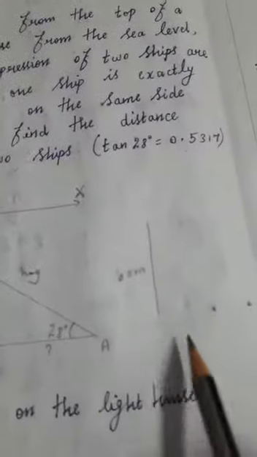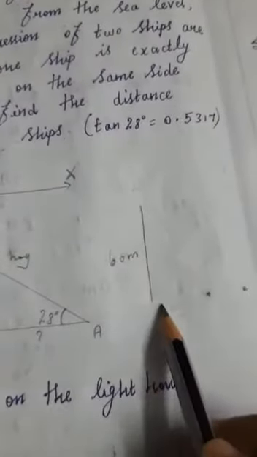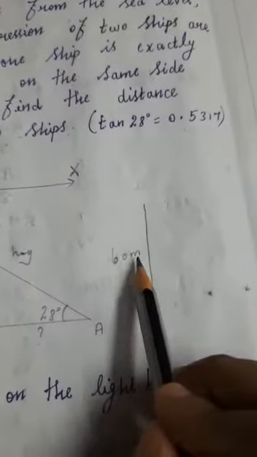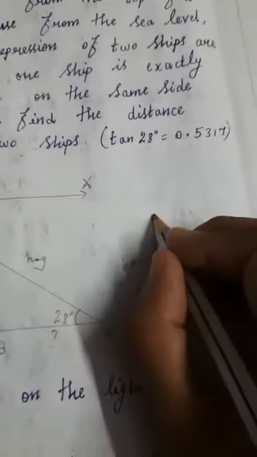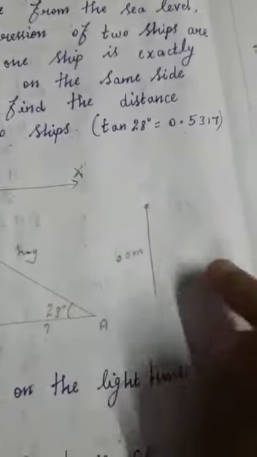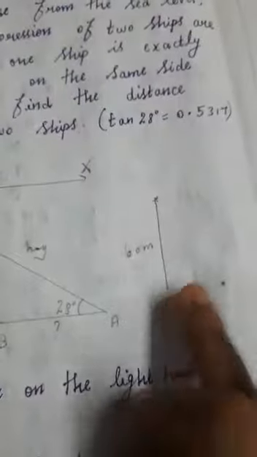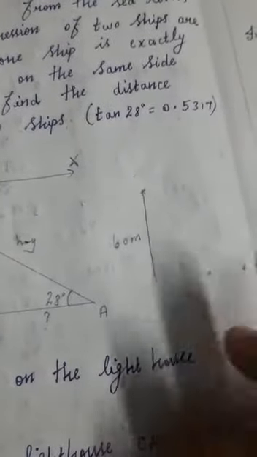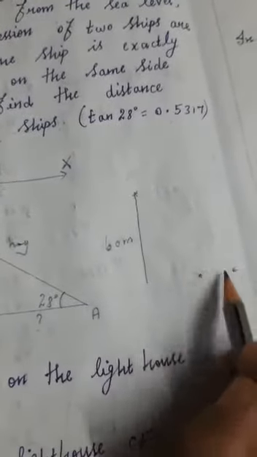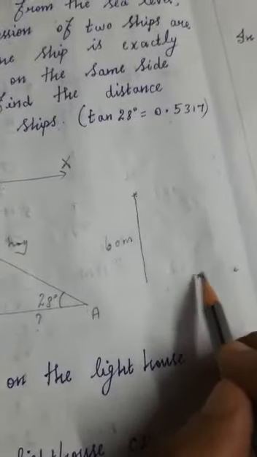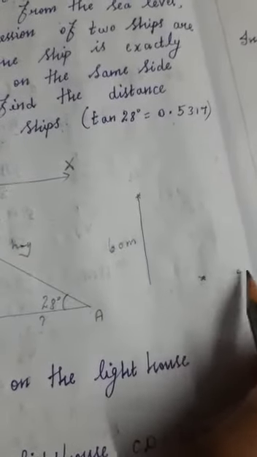Now see here in our question, from the sea level one lighthouse is there. The height of the lighthouse is 60 meter. From the top of the lighthouse they are looking at the two ships. The two ships are on the same side of the lighthouse, so the lighthouse is here and the two ships are on the same side. One ship is behind the other, so here one ship, here one ship.